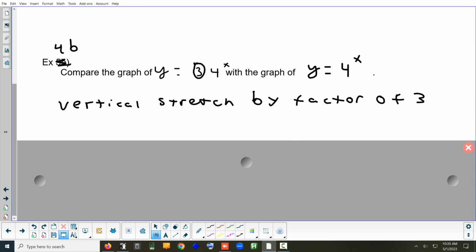Now, if that was the problem, we'd be done. We would just say vertical stretch by a factor of 3 and stop. But there's a negative. So what's the thing that I have to add after it? Because there's a negative in front of the 3. Yep, perfect. Reflect over the x-axis. So when you see a problem that says compare, you're either going to write vertical stretch by a factor of a number, or that, and then a reflection over the x-axis.